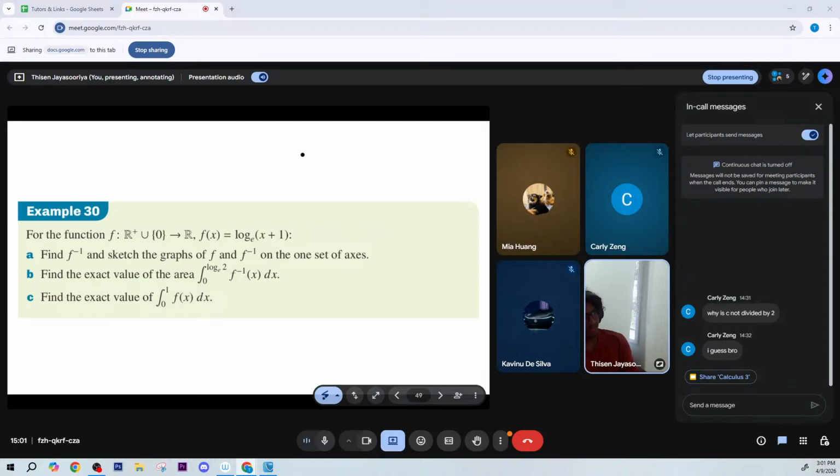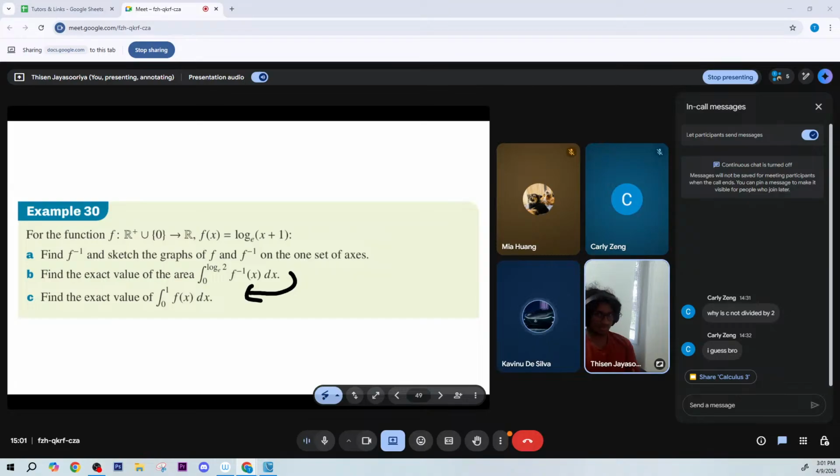So that's what I get, yeah? Now it's asking me to find the integral from 0 to 1 of the original function, and it wants me to use the previous part to do that. That's because I can't find the integral of ln of x plus 1 directly. Well, I can, but you can't, yeah?